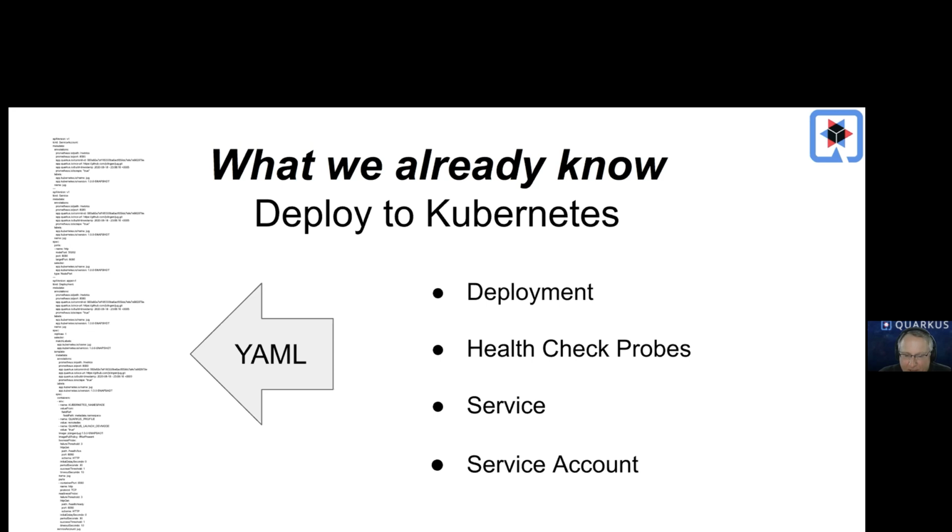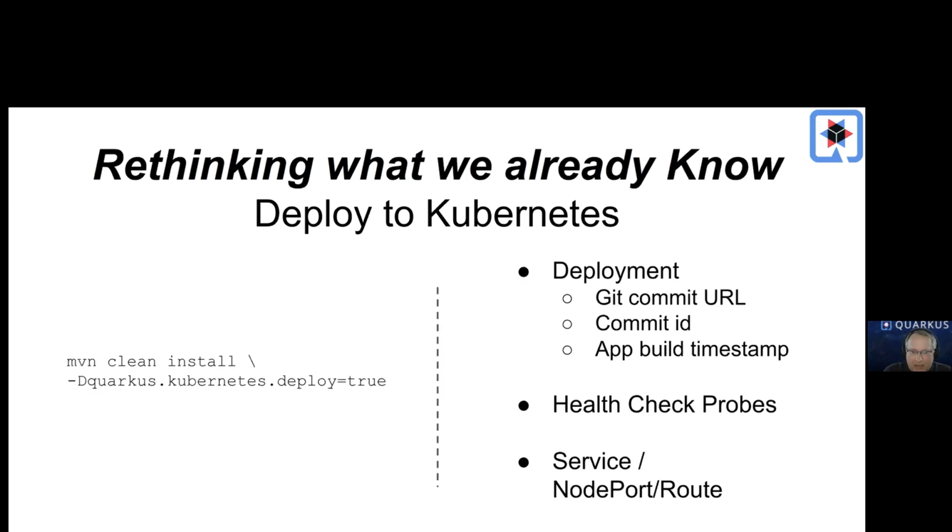It will generate a service, and for that means basically it's exposing an internal IP address to the rest of the cluster, and a service account so that your application can run under a service account instead of your user ID, right? All right, so to do this, it's really simple. You just add one command to the command line, -d quarkus.kubernetes.deploy equals true. And it will take your application, generate all that YAML, and deploy it to Kubernetes, right?